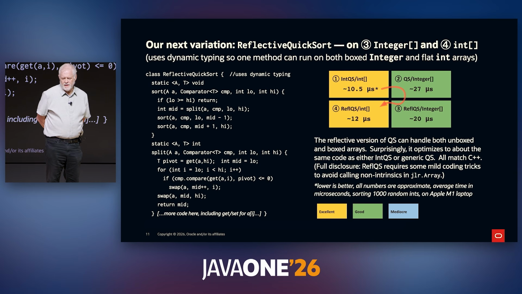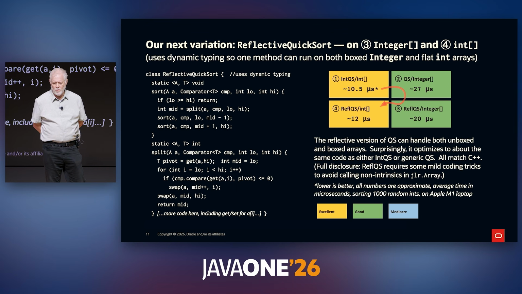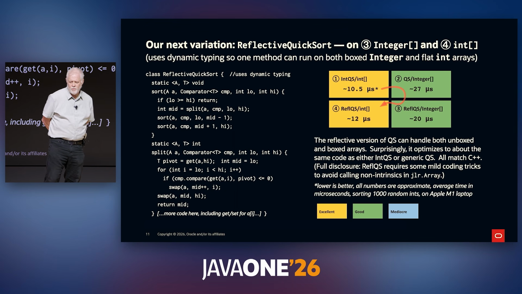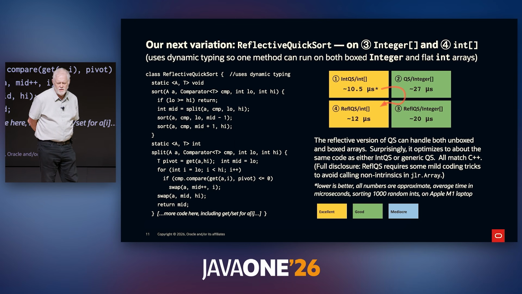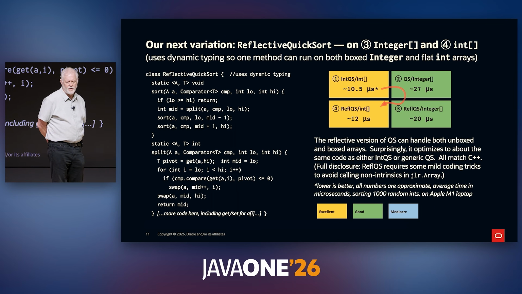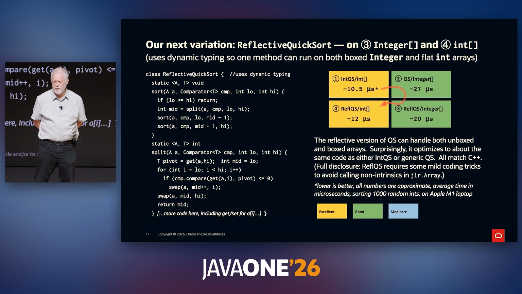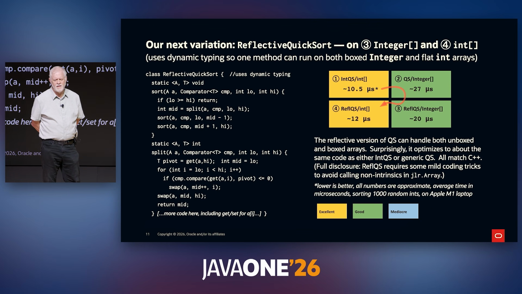The speeds are interesting. You already saw boxes 1 and 2. Now boxes 3 and 4, we find that the reflective QuickSort working on boxed things is only twice as slow as the hand-specialized thing working on flat. And it's actually, for some reason, that's an artifact I can't explain, faster than the generic QuickSort. That's an interesting research problem.